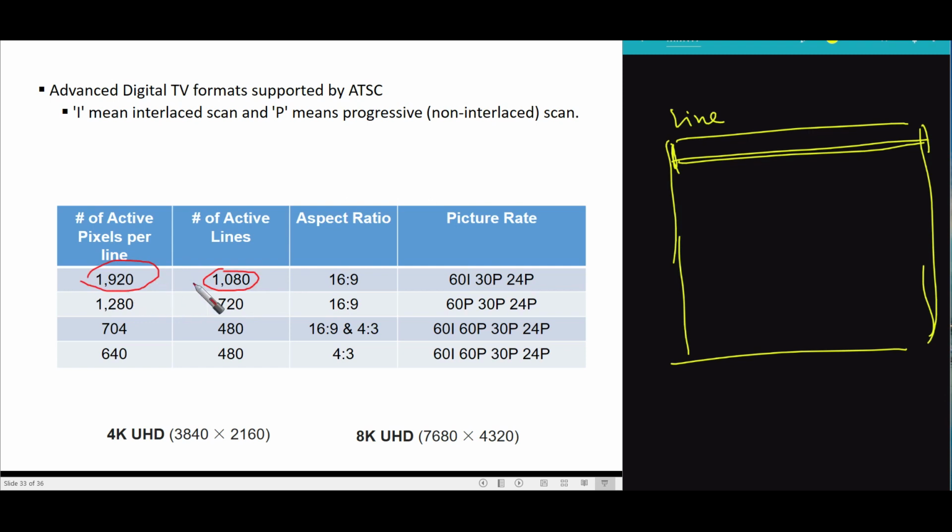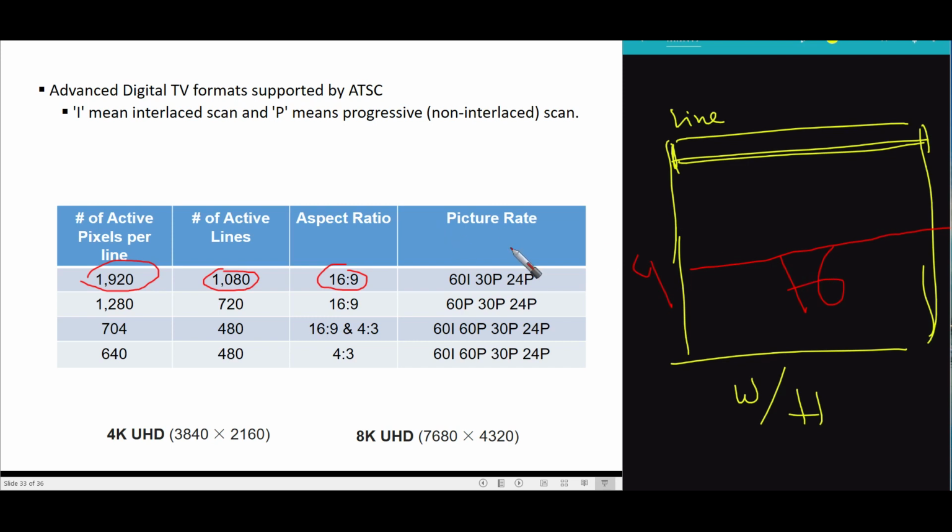So this is really high definition, and the aspect ratio is 16 by 9. The 16 by 9 aspect ratio means width by height: if you have 16 inches on this side, then you have 9 inches on this side. This is more comfortable for human eyes.